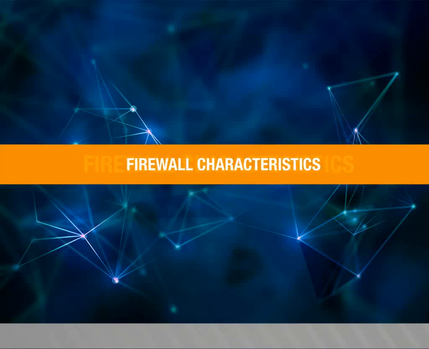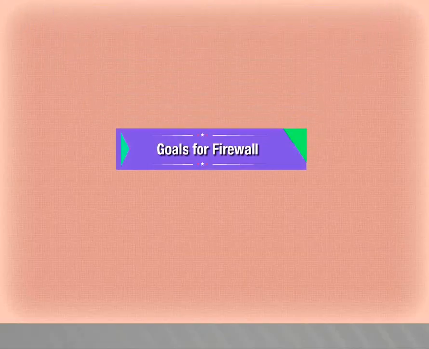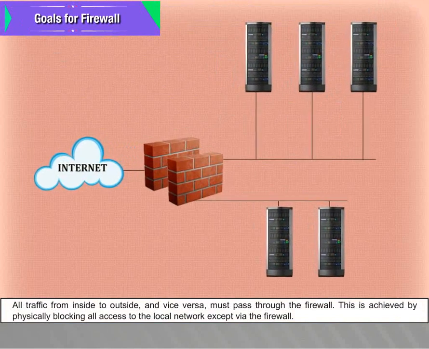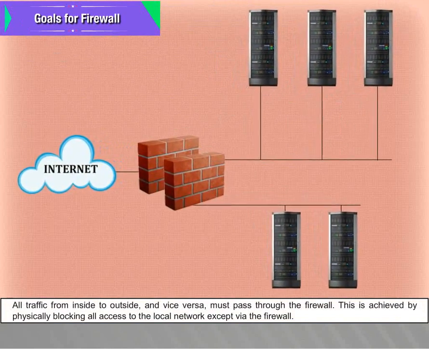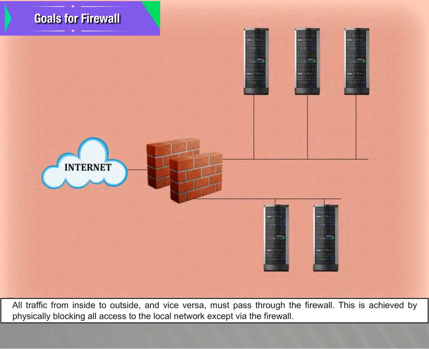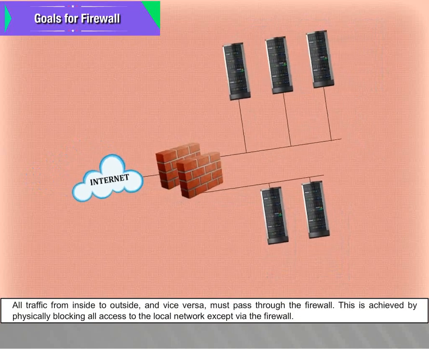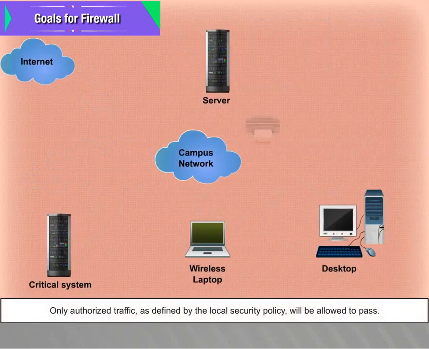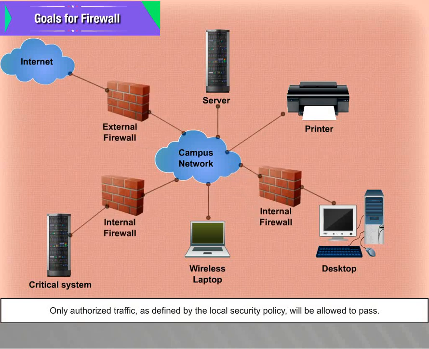Firewall characteristics. In this animation, we are going to learn about firewall characteristics. Goals for firewall. All traffic from inside to outside and vice versa must pass through the firewall. This is achieved by physically blocking all access to the local network except via the firewall. Only authorized traffic as defined by the local security policy will be allowed to pass.